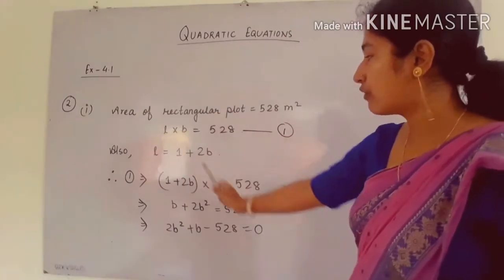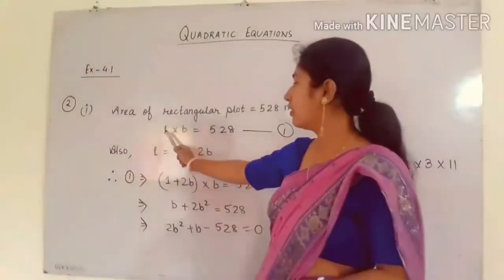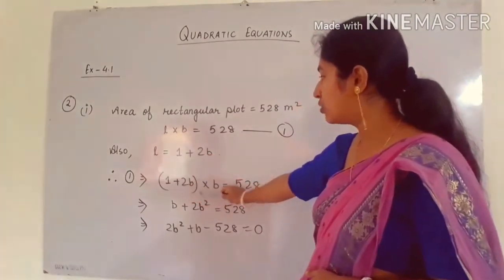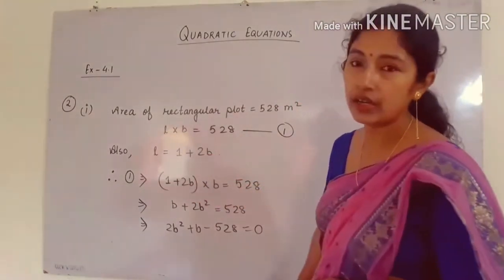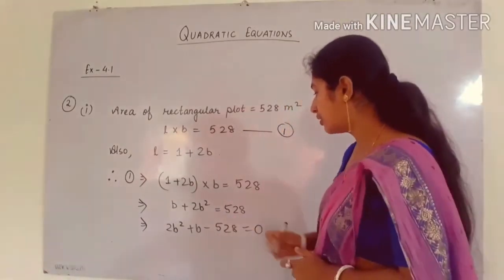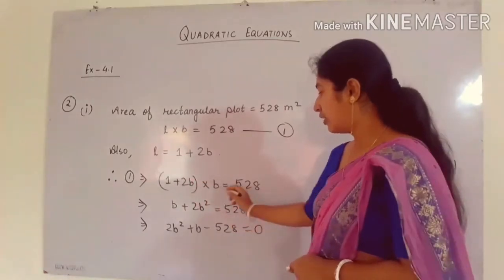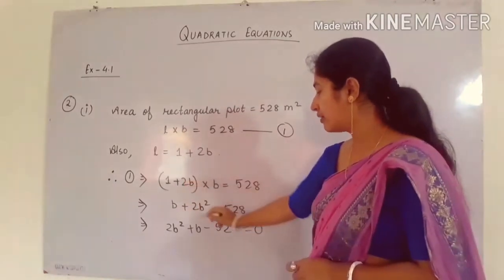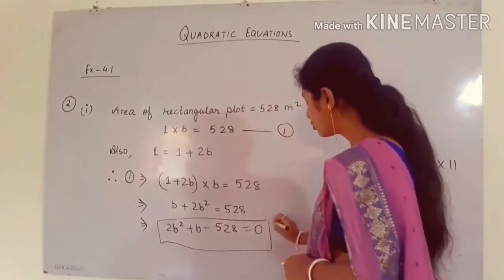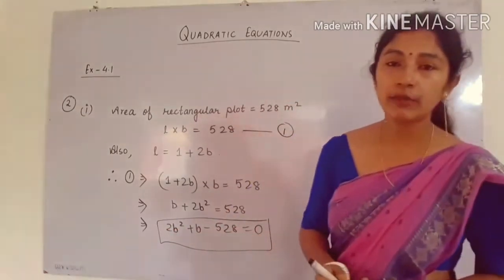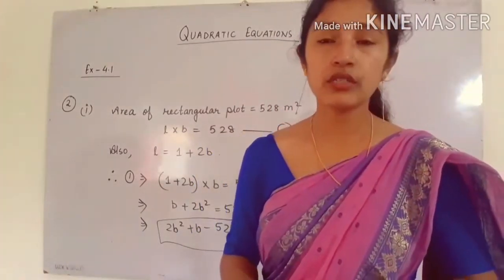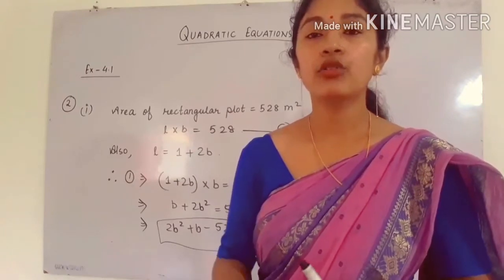So equation 1 implies that in place of L we can write 1 plus 2B. So in place of L we write 1 plus 2B into B is equal to 528. Then we can easily form the equation by simplifying. We multiply B with the whole bracket, and finally we get this equation. So how to solve this equation? The solution will be discussed after this exercise. After this exercise I am going to discuss how to find the solution.